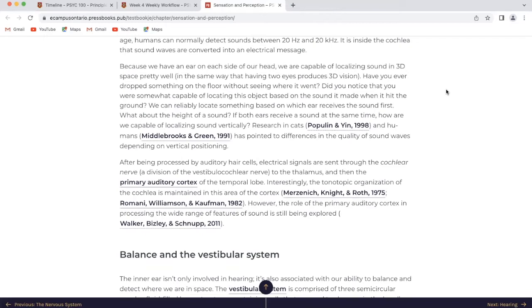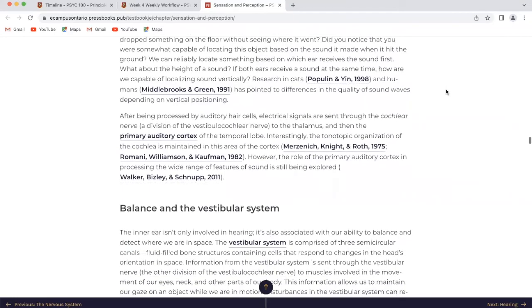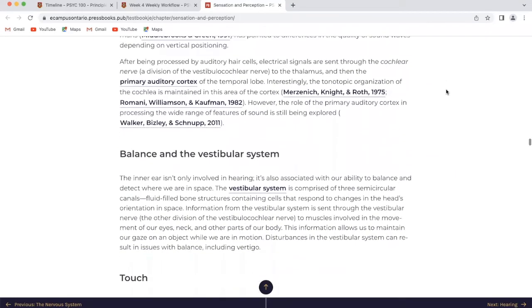But what about the height of a sound? If both ears receive a sound at the same time, how are we capable of localizing sound vertically? Research in cats and humans has pointed to differences in the quality of sound waves depending on vertical positioning.